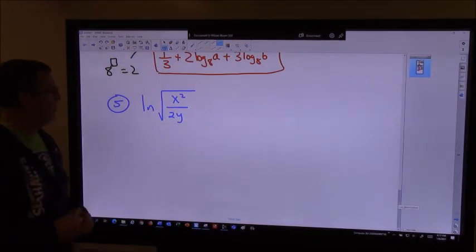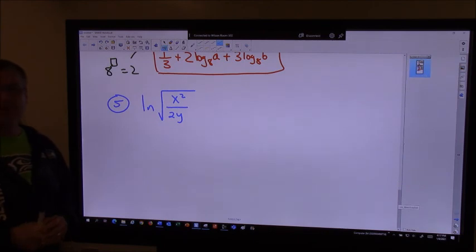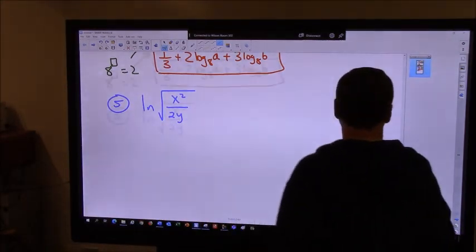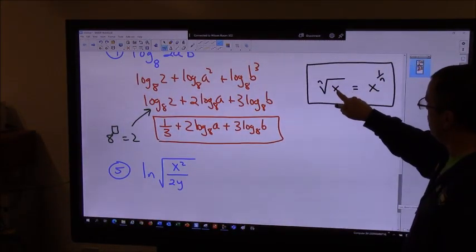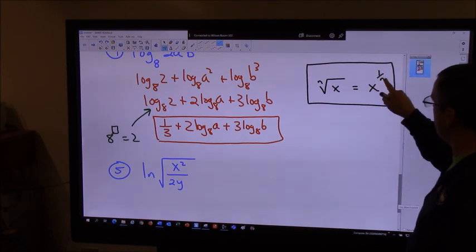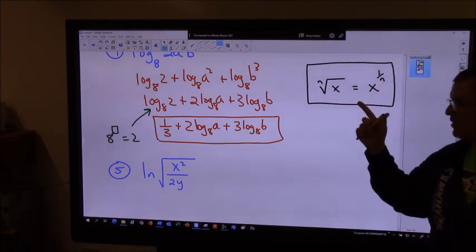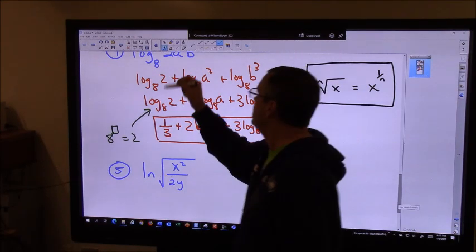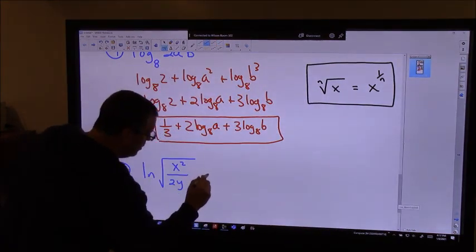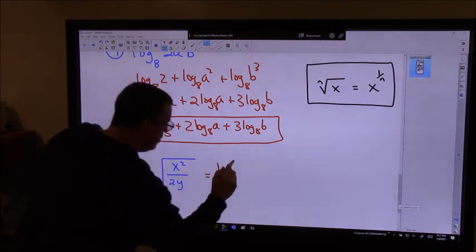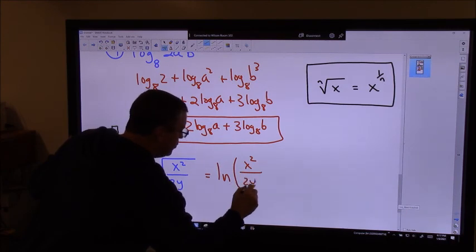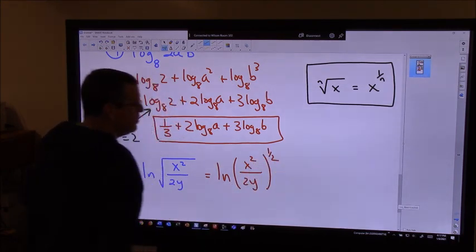All right, so we want to expand this one. So again, here's a square root. I want to remember that doing a square root is the same as doing x raised to the 1 over whatever that root is. So if there's no index written here, it's meant to be 2. And so this whole thing right here really is the same as a natural log of x squared over 2y raised to the 1/2.